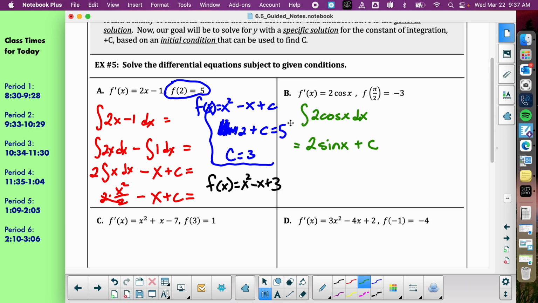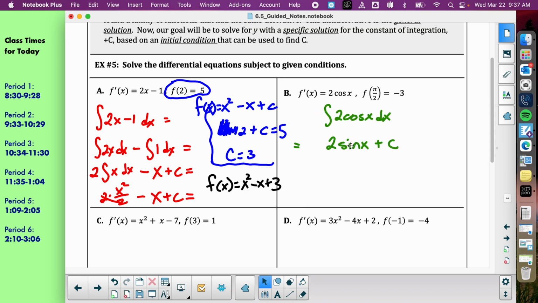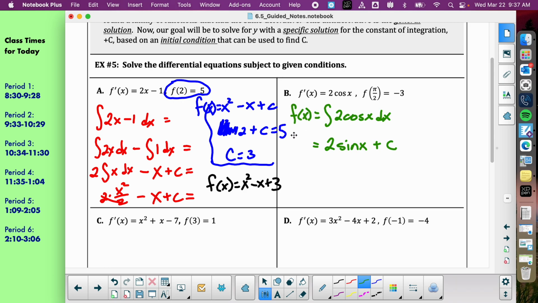to -3. Solve. Okay. I also did a very bad job of my writing of notation here. What I should have written, just to help you learn the notation. The reason we're integrating is because we're finding f of x. And then when it says f of pi halves equals -3, 2 times sine of pi halves plus c is going to equal -3.